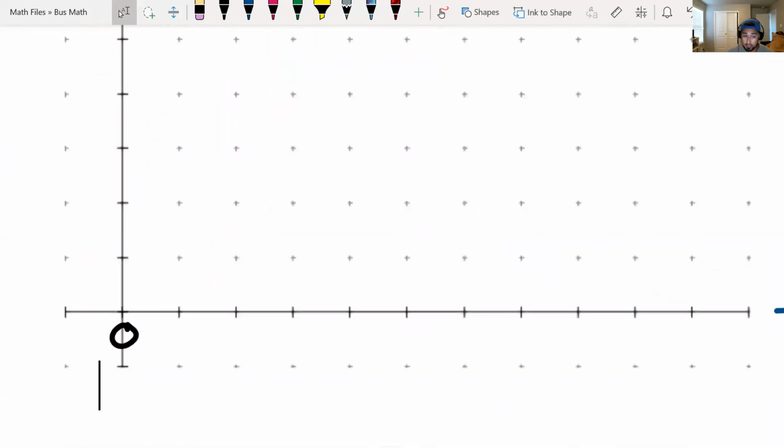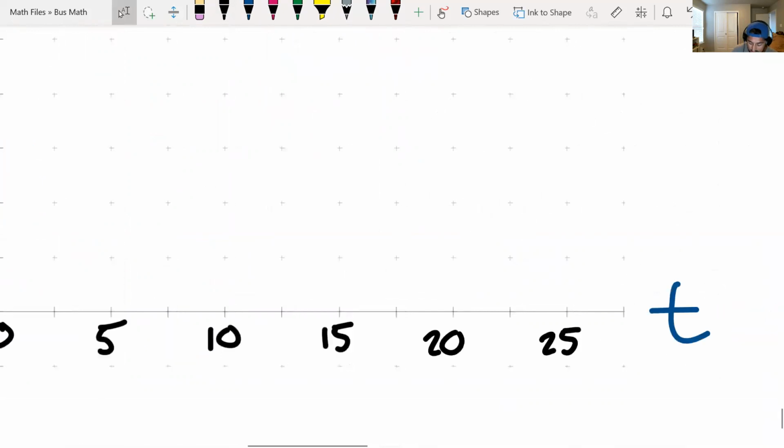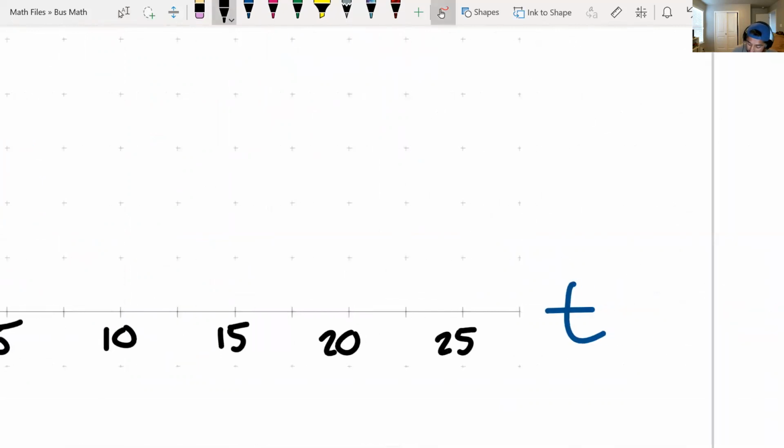And this is just a sketch. Doesn't have to be accurate. So I can say 5, 10, 15, 20, 25, and sure, 30 is going to be out here. So let me extend this a bit. There's 30.